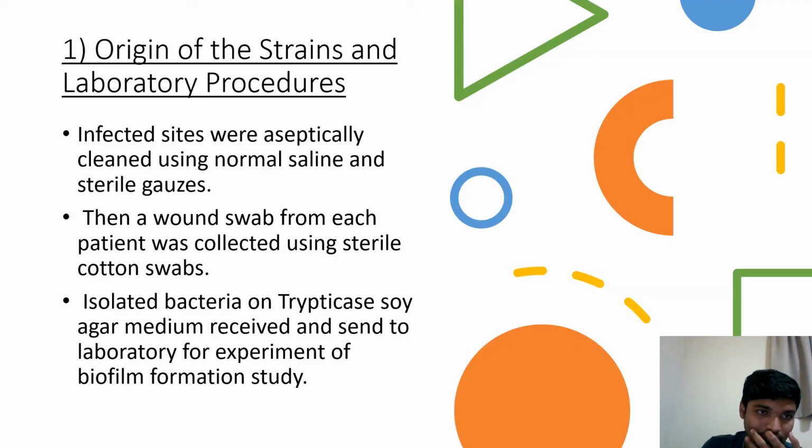So for that experiment we have used these methods. The first method that we used here is origin of strain and laboratory procedure. Here we sterilized our saline and gauzes, and we took samples from the infected part from the patient in the hospital, and the isolated bacteria were plated on a TSA plate, trypticase soy agar medium, and we sent them to the laboratory for getting data and doing further experiments.